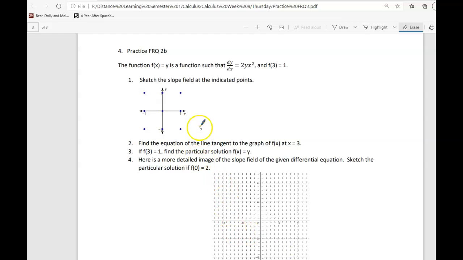All right, let's go ahead and take a look at number 2. Find the equation of the line that is tangent to the graph of f of x at x equals 3. And as we said before, that means we need an x, we need a y, and then we need a slope. Now the x they give us is 3. And from up here, we can see that when x equals 3, y equals 1. And so to find our slope, all we have to do is plug in the x value and the y value that they gave us.